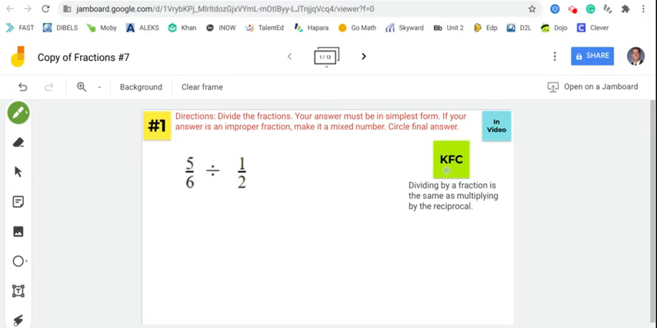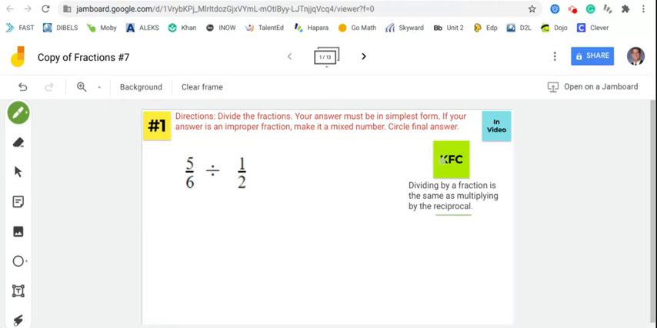Now over here, I have a note on KFC, which you may know as keep, flip, change. The reason we use KFC when dividing fractions is because dividing by a fraction is the same as multiplying by the reciprocal. Reciprocal is a mathematical word for flipping the fraction. I want you to be familiar and comfortable using the word reciprocal. It's called flipping a fraction. Okay, so let's use KFC to figure out what 5/6 divided by 1/2 is.